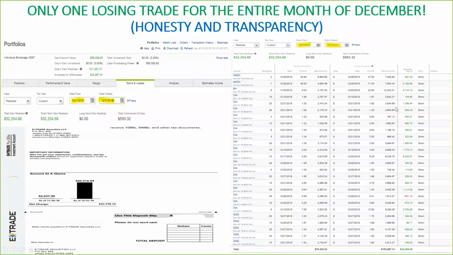But as you guys could see here, here's every single trade in this account for the month of December, and that's following our trade plan. As you can see over here to the left, we took $2,537.90 as of November 30th, 2018, and we turned it into $40,316.04 as of December 31st, 2018, a net change of $37,778.14.